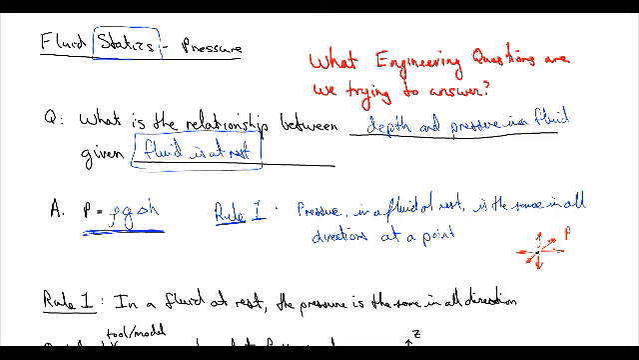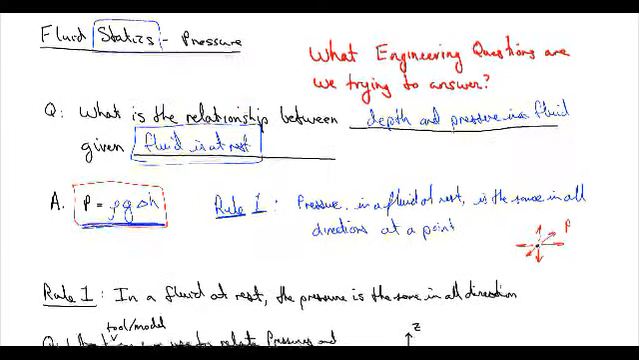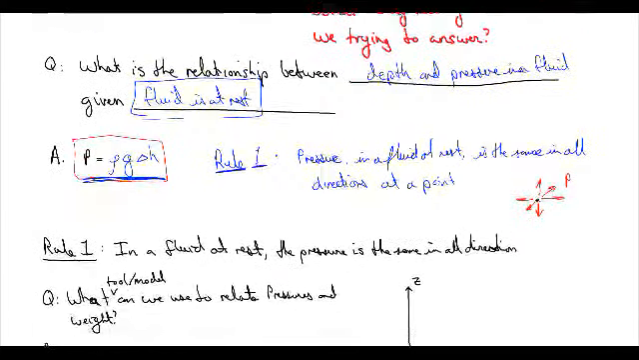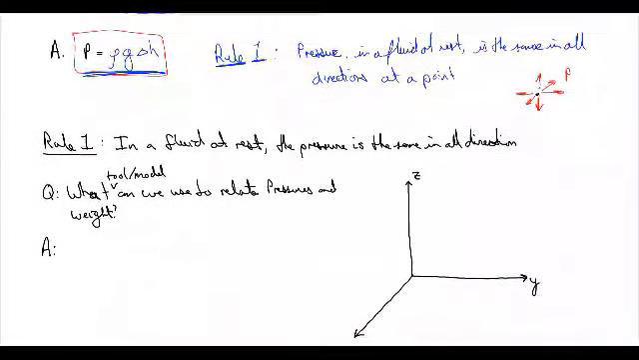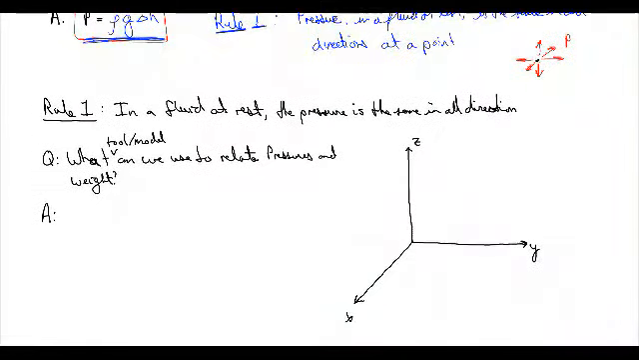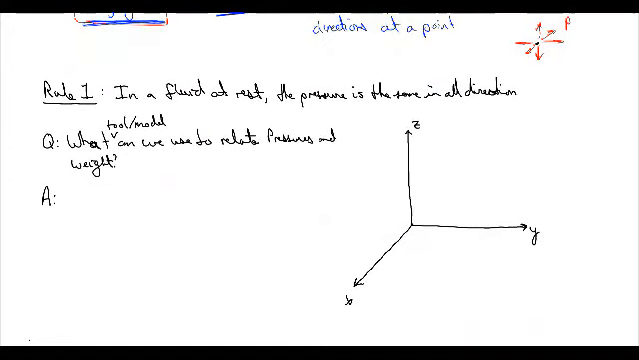So with these two rules, we can do a lot. With rule number one and with pressure equal to rho g h, we can do a lot for solving engineering problems. So in a fluid at rest, the pressure is the same in all directions. Let's talk about why this is true.